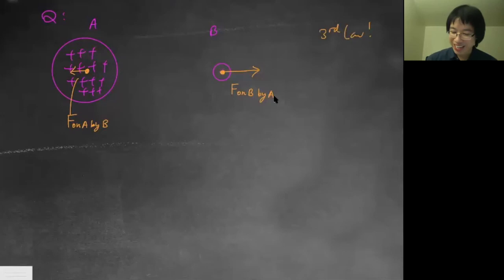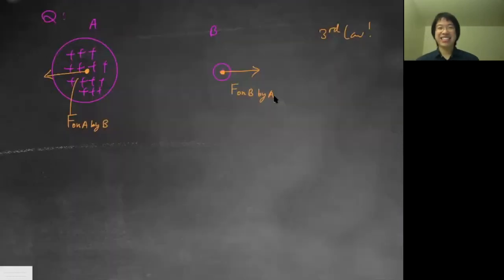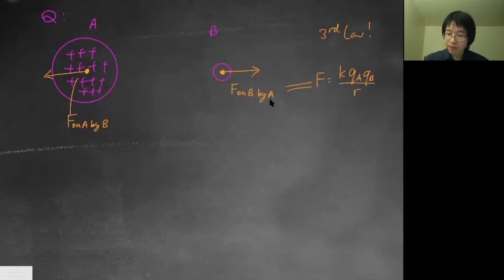I'm being a little bit misleading over here intentionally. I should have drawn them with the same length of arrow, so let me fix that, but they will be the same. The reason is, let's look at the law and see what it tells us. You plug this in, the magnitude of this is K QA QB over R squared, the distance between them. And then this one, you plug it in, is K QB QA over R squared. Of course they're the same.